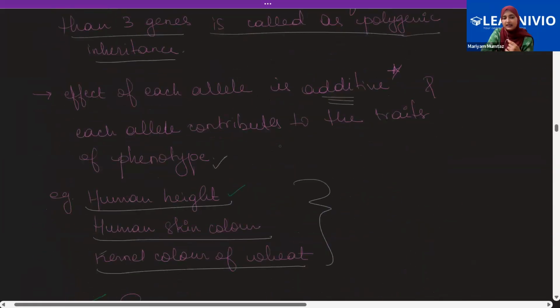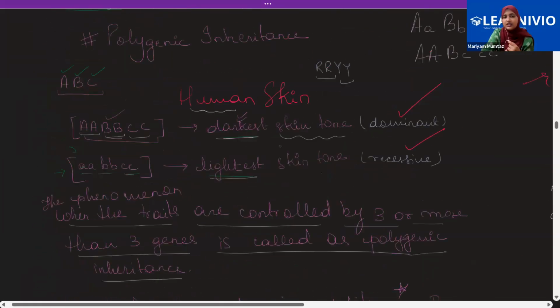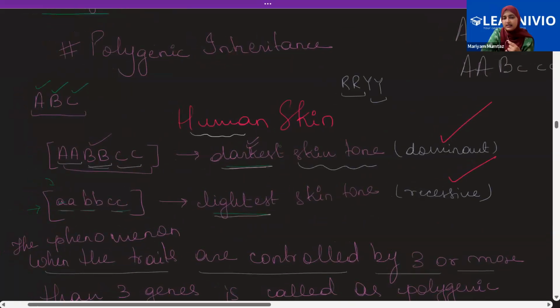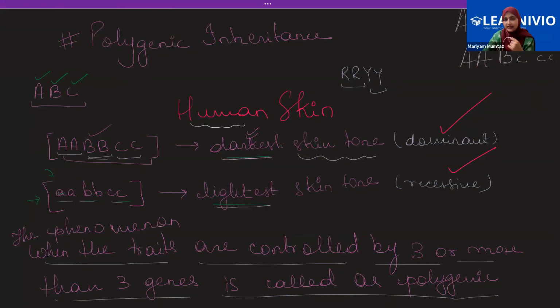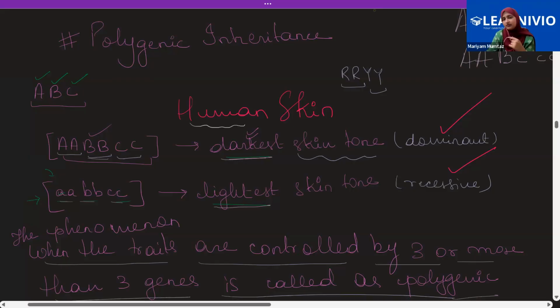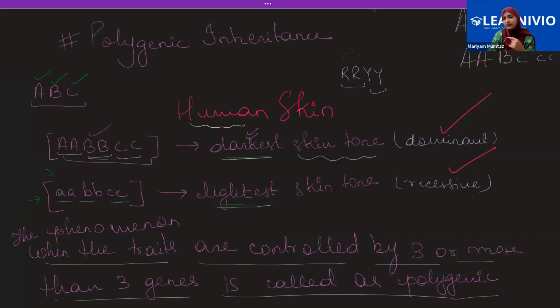Now, after that, there comes the next topic, which is polygenic inheritance. Poly means many. So when many genes are responsible for the inheritance, it is called polygenic inheritance. For example, we saw when we were discussing the round yellow plants. Round was represented by two capital R's, and the yellow was represented by two capital Y's, isn't it?